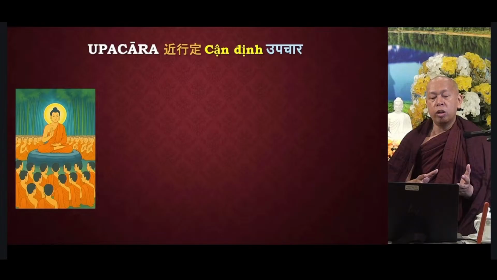Again, we have 10 kasinas. So we have earth kasina, water kasina, fire kasina, wind kasina. We also have 4 color kasinas: black kasina, yellow kasina, red kasina. We also have white kasina. Now we have 2 more: light kasina and then space kasina. So these 10 can attain up to fifth jhana.